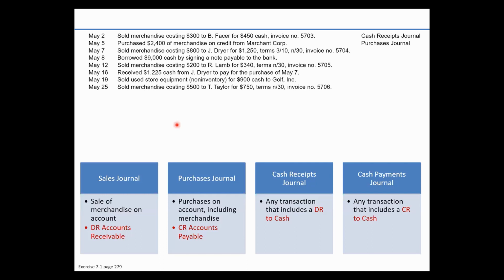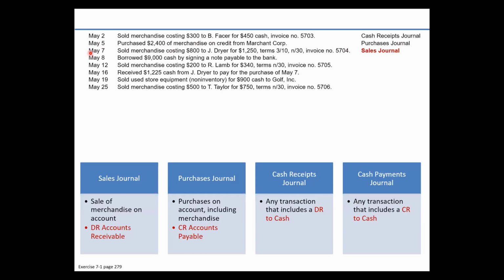Then on May the 5th, we purchased $2,400 of merchandise on credit from Marchant Corp. Well, it says we purchased merchandise, so debit merchandise inventory, credit accounts payable, because we've not paid it yet, and that would be used in the purchases journal. Bingo. This will be our first one that we'll journalize here in a minute.